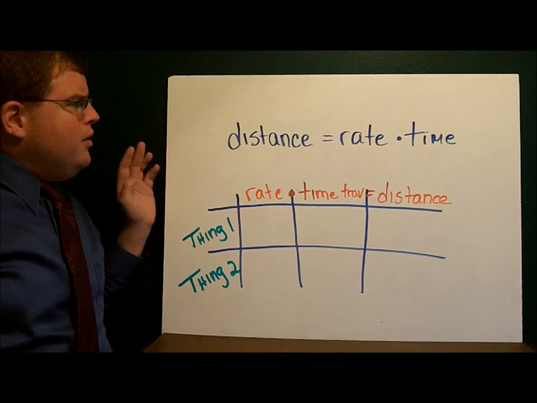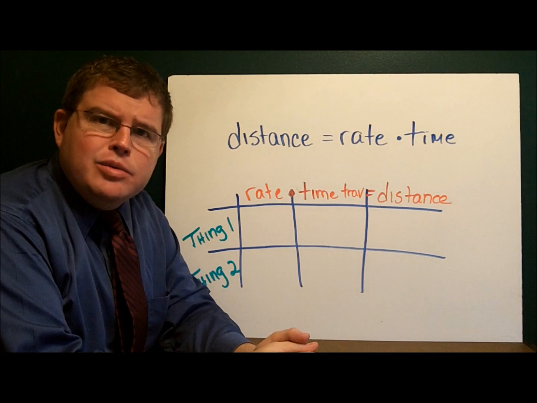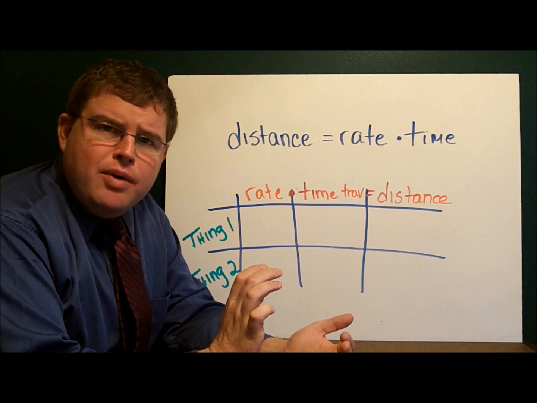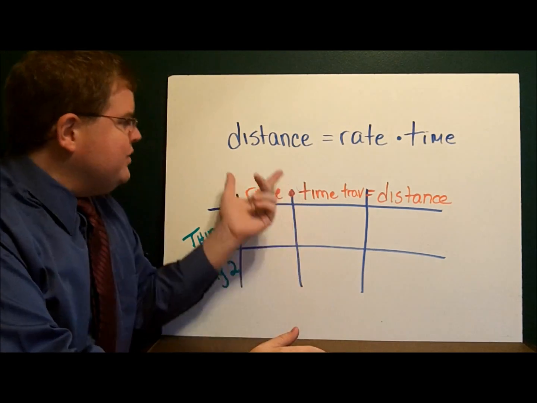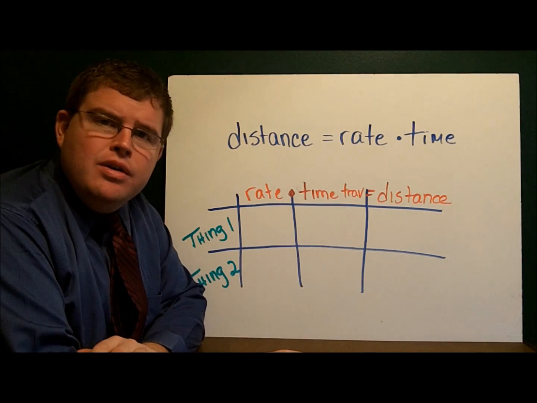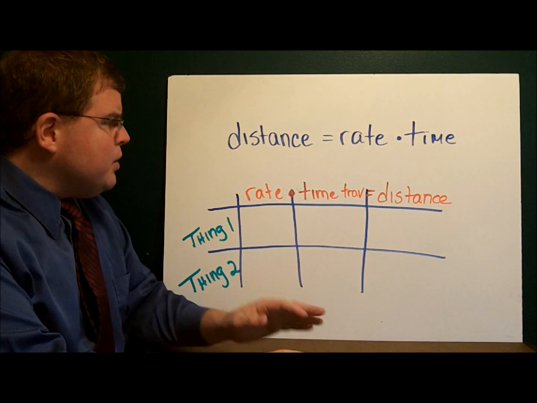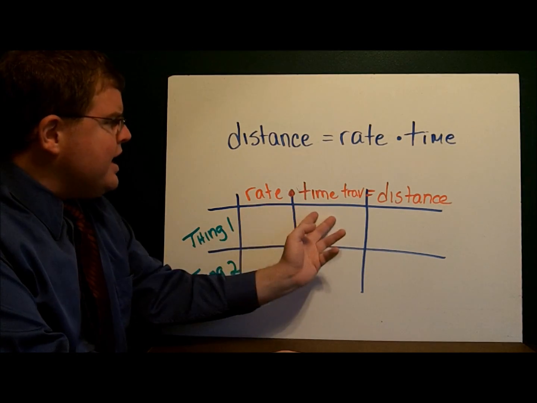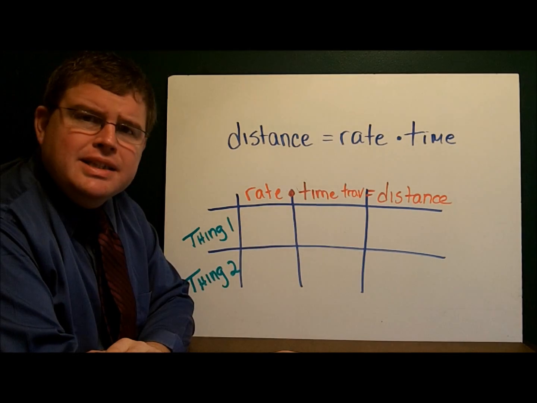First thing you should know, and you probably remember this from science class, distance equals rate times time. So how far a vehicle goes, you take the number of miles per hour times however many hours it travels for, and that gives you the total distance. When you're setting up your table to organize your information, this is what it'll look like. We have distance, rate, and time. So rate times the time traveled equals the distance.